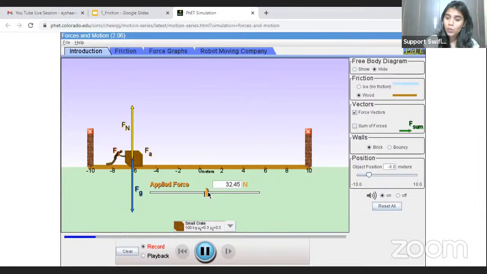The object is not moving very fast, right? Now I apply more force. If I'm applying more force, what happens? The object starts moving faster. Now, pay attention here. This is the direction of the applied force. And this is the force of gravity acting. Fg here is the force of gravity that is acting here.